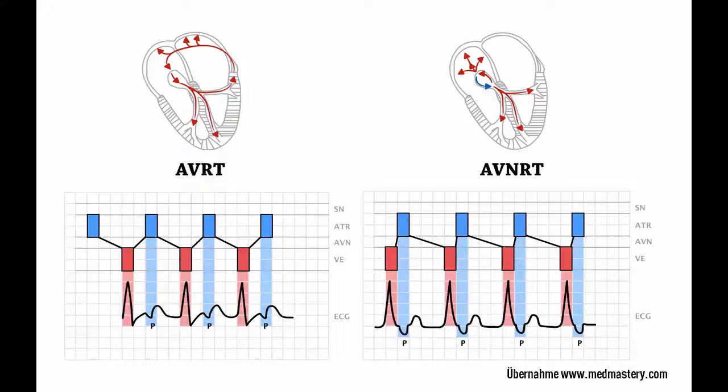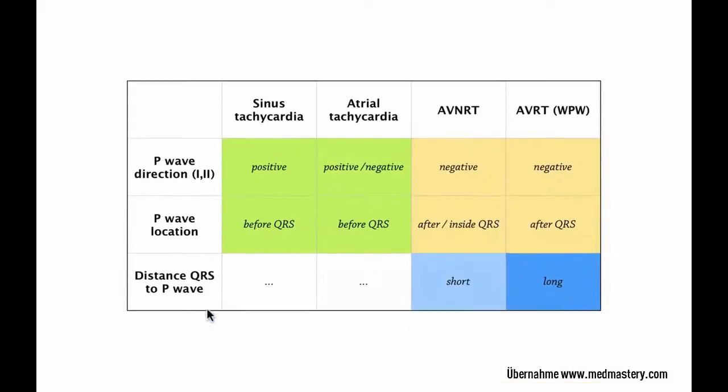Let's check it out. So you see that here the retrograde P wave is already in the T wave, while here the retrograde P wave is still in the ST segment, so it comes earlier than in AVRT, and that is the trick that I was talking about. That's how you can differentiate between AVRT and AV-nRT. The distance between QRS and P wave is short in AV-nRT and long in AVRT.